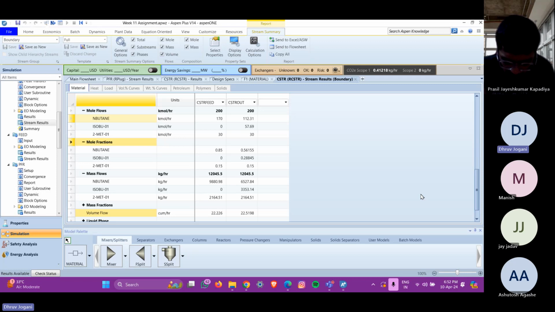Sir, when I'm doing 1 minus 0.255 divided by 0.85 into 100, I'm getting 0.87. Is it 0.85? Yes, 0.85. 0.255 by 0.85 is 0.3 and 1 minus 0.3 is 0.7. So it is 70% conversion, right?